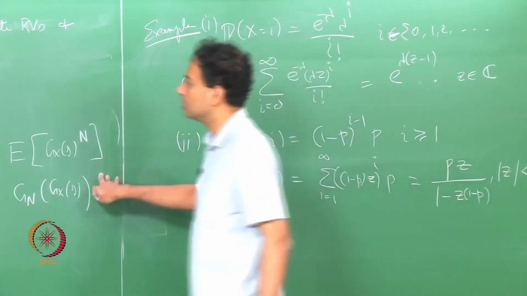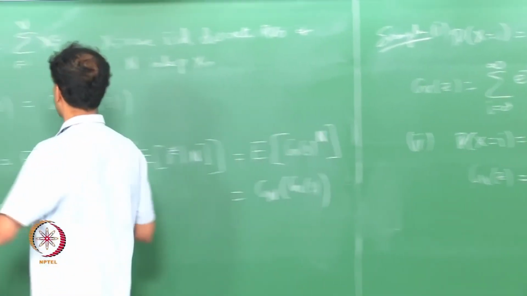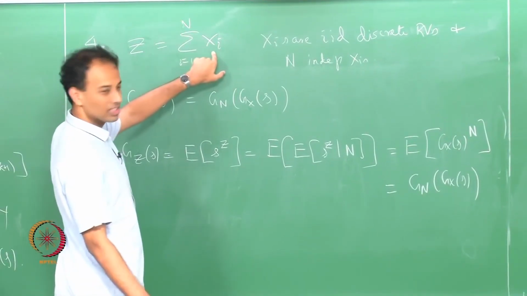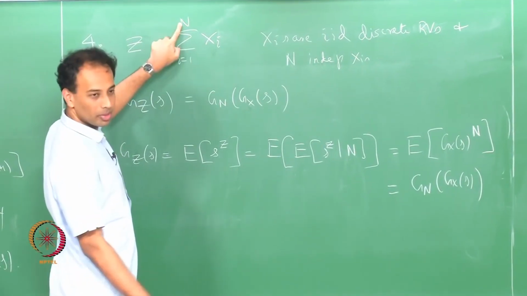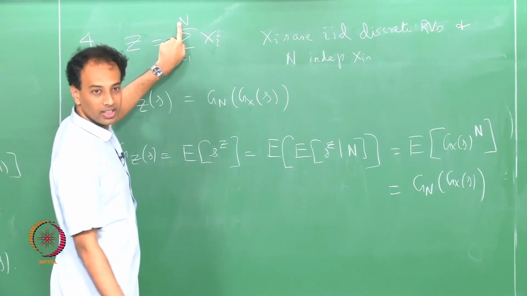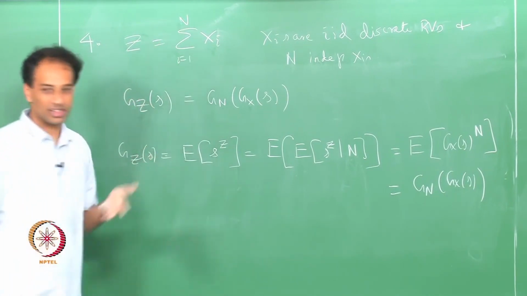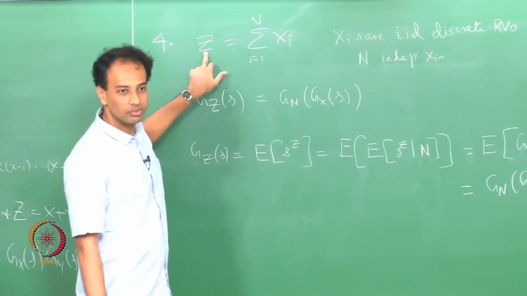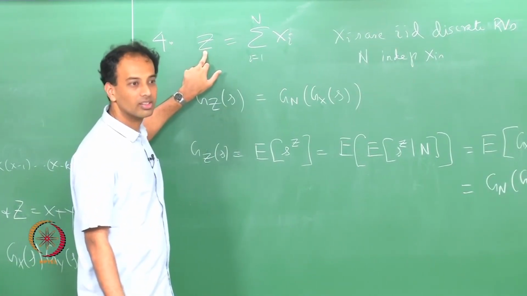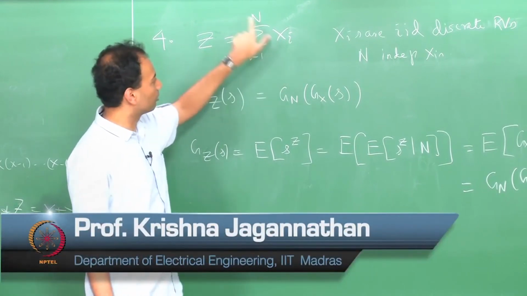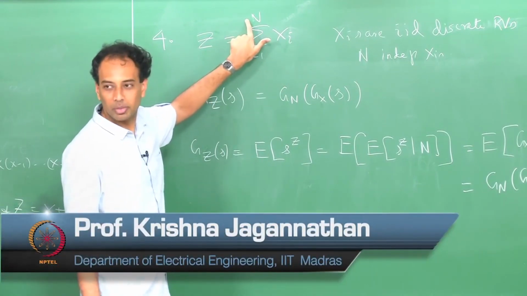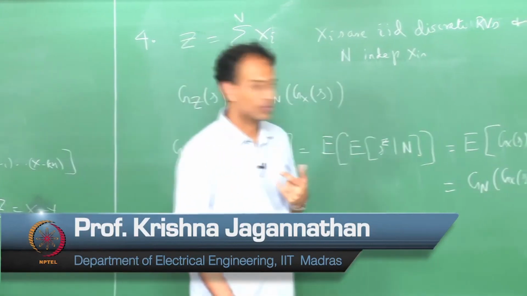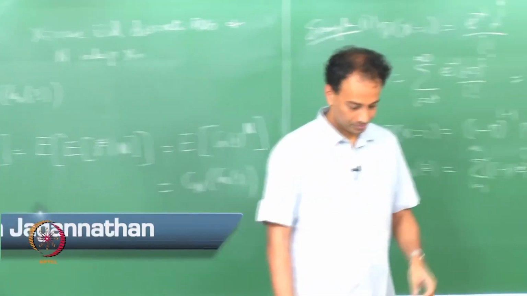So, for example, if you are summing a geometric number of geometric random variables, let us say x i is geometric with parameter p, and n is geometric with parameter q, and they are all independent. As an exercise, you can try finding the distribution of z using this. Okay, try this exercise. Let's stop here.